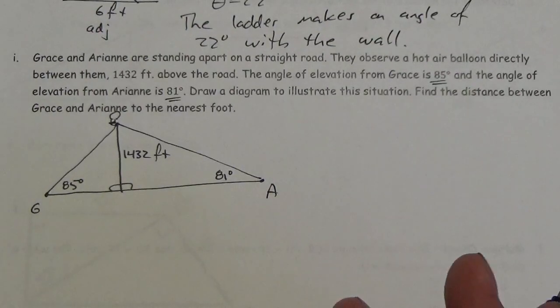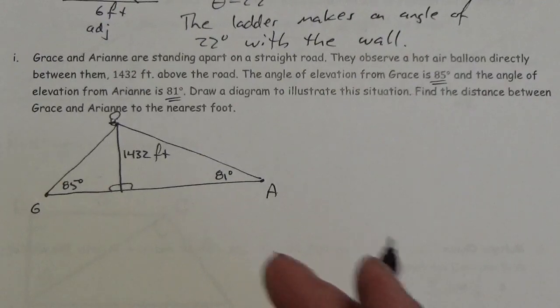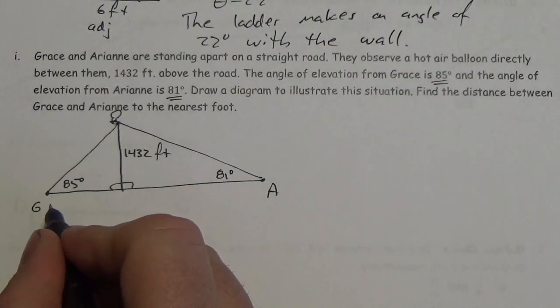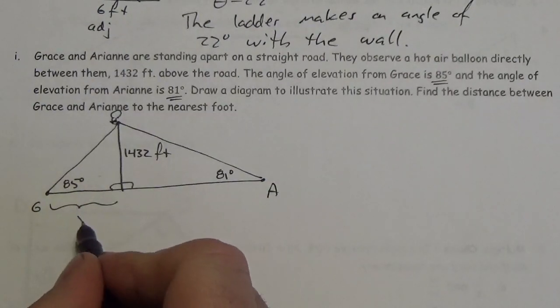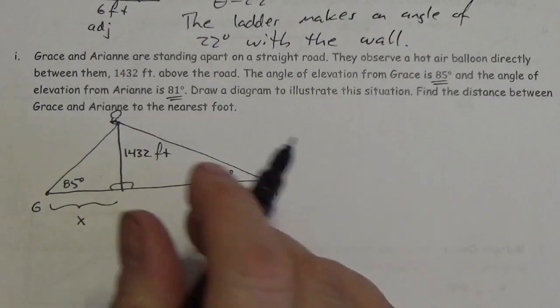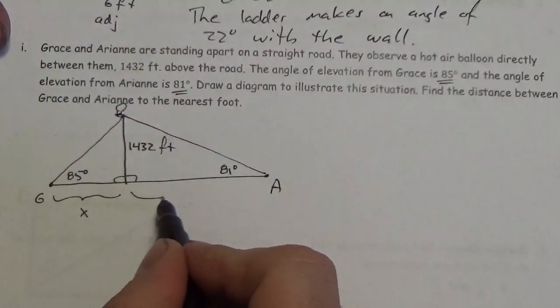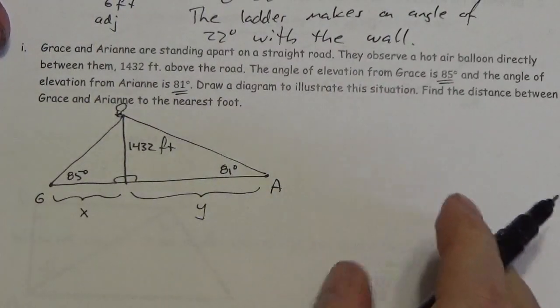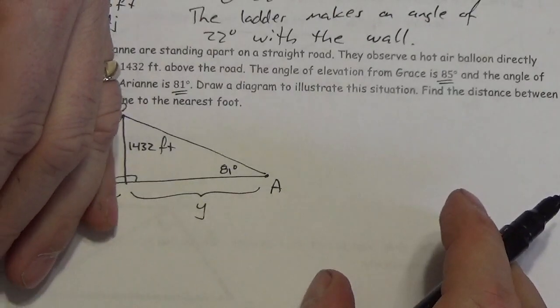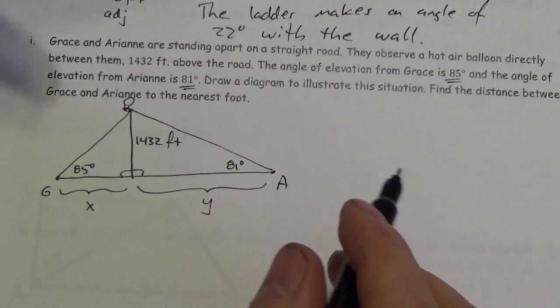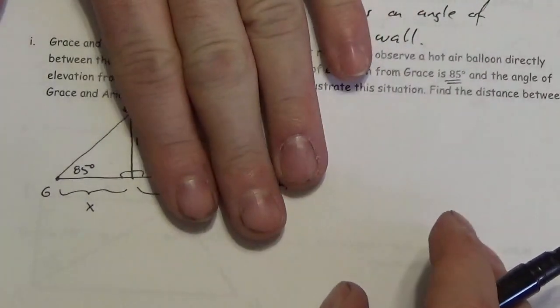I'm actually going to have to do two bits of work and add these together. I am going to need to figure out the distance from Grace to the point right under the balloon in that right-angled triangle. And then I'm going to need to figure out the distance from Ariane to the point right underneath the balloon and look at just this triangle. And then I'll add them together. Now, let's focus on this triangle first.